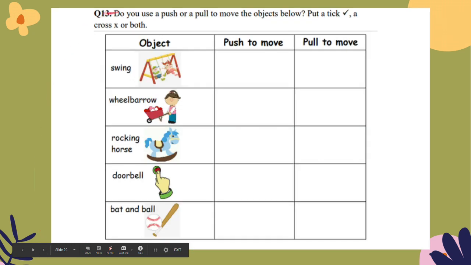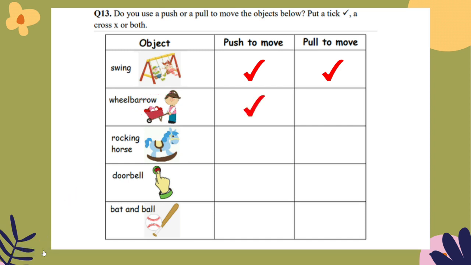Question 13. Look at these pictures. What force is being used to move these objects below? Like, do you use a push to move or a pull to move? So just put a tick, a cross, or both. Okay, this swing uses both a push and a pull. Now, this wheelbarrow, what do you think? Only use push. Okay, push to move.